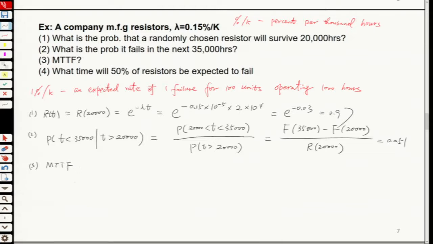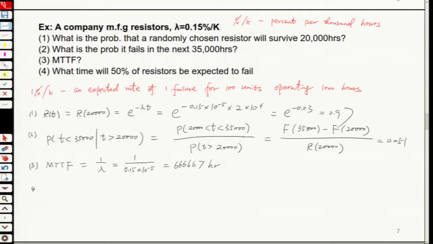So next one is mean time to failure. For the exponential distribution, what is the mean time to failure? 1 over lambda is the mean of the exponential distribution. So mean time to failure is just 1 over lambda, which equals 1 over 0.15% per K, so 1 over 0.15 times 10 to the minus 5. This equals 66,667 hours. Pretty reliable, this resistor.